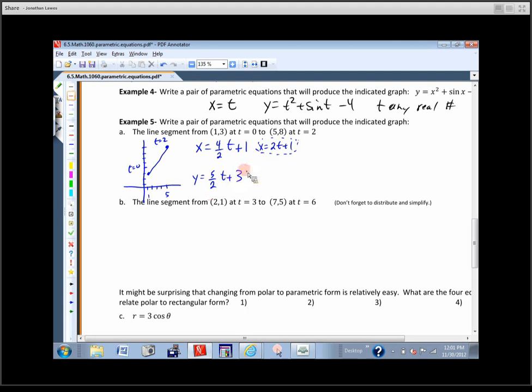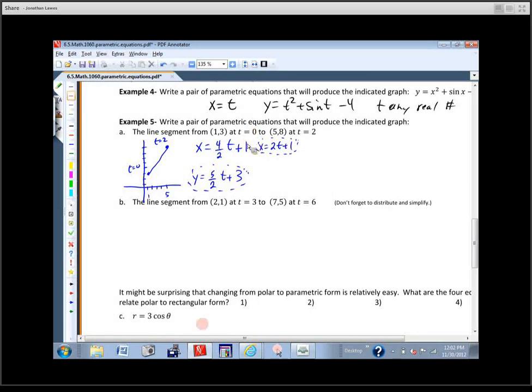So this would be the right equation. Let's double check and make sure that it works. If you plug in a 0, does it start at 3? Yes. And if you plug in a 2, look how these 2's would cancel. You'd have 5 plus 3. We end up at 8. So does this work? It does. Okay, this works just fine. The problem with this is a pretty easy problem to do because this starts off at 0.